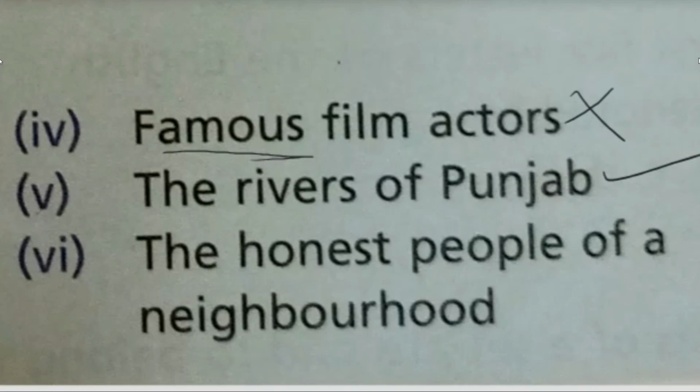The honest people of the neighborhood. Honesty, we cannot measure the honesty. We cannot elaborate the honesty. Fine. There are many people whom we consider very honest, but actually they are not honest. They are hypocritical. So we cannot judge the honesty of anyone. So this doesn't form a set.